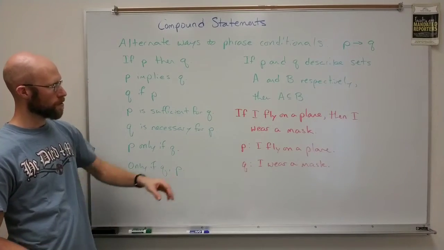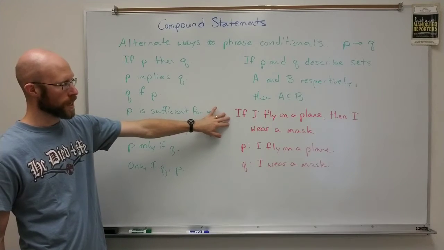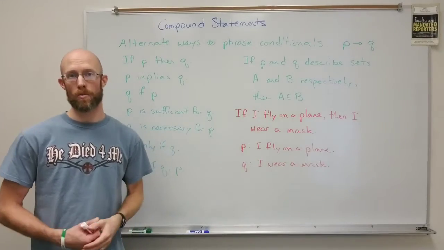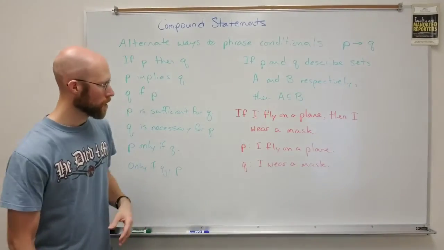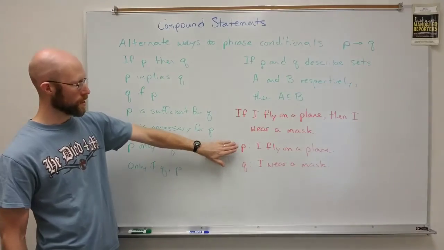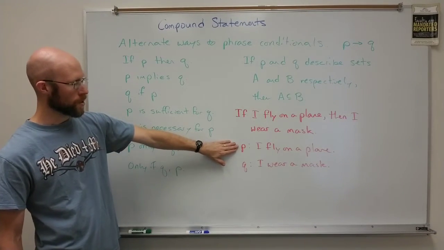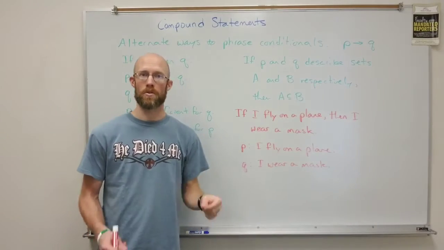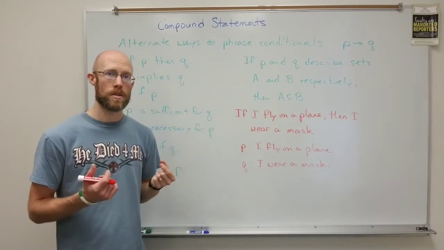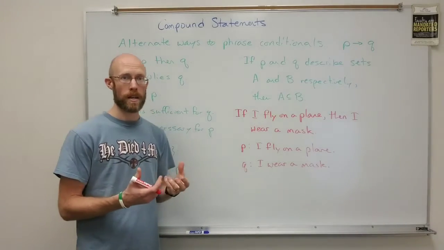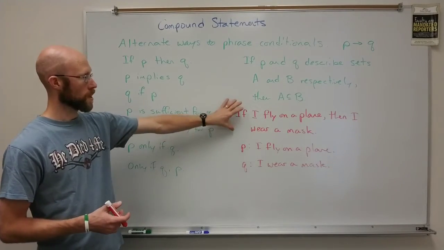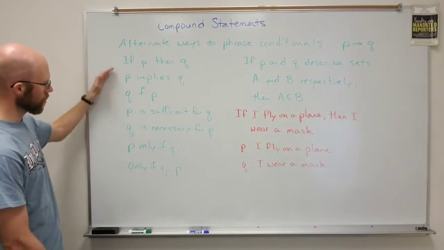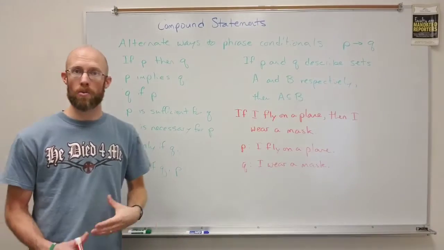And here I have an example: if I fly on a plane, then I wear a mask, right? So that's a requirement for being on a plane, that you wear a mask now. And so the two parts of that statement, P is I fly on a plane, Q is I wear a mask, right? Those are the two simple statements that we're now combining into a compound statement, okay?